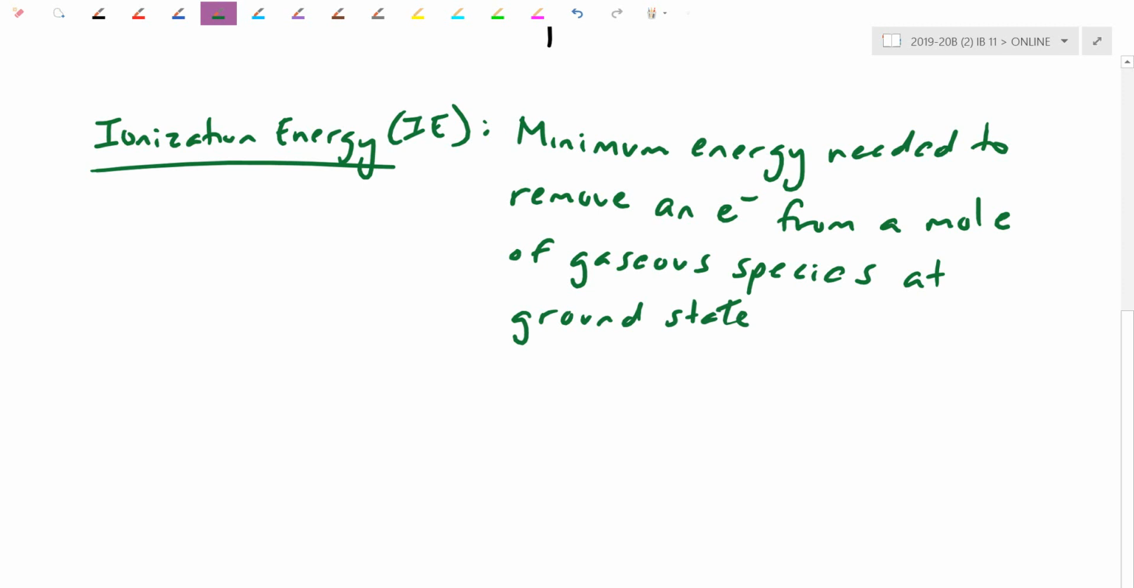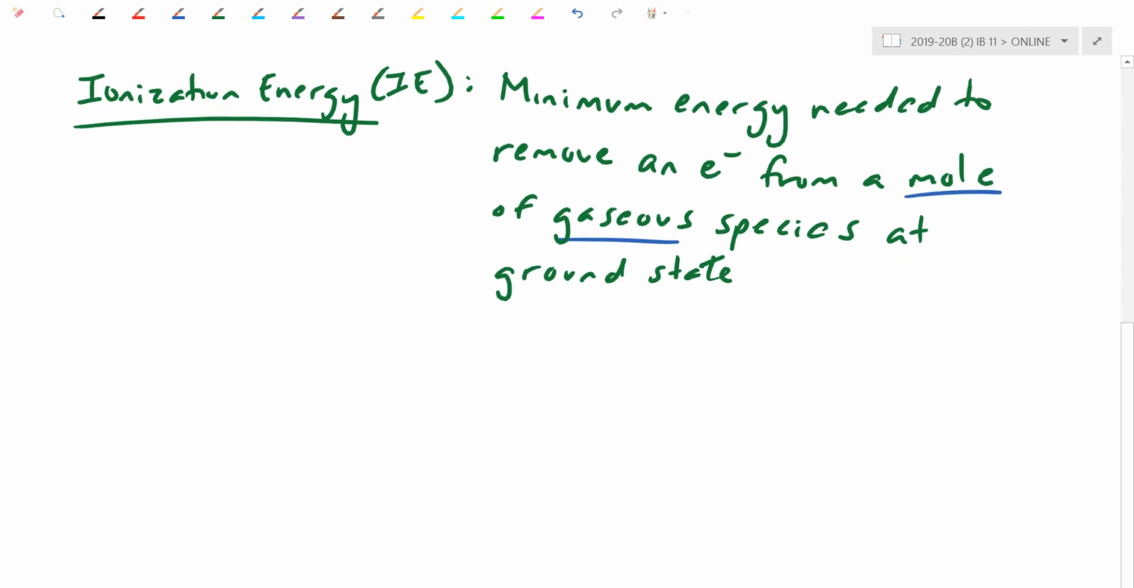Most people remember, yeah, ionization energy is the energy to ionize, the energy to make it charged. In this case, by removing electrons, I'm making it positively charged. But the thing you need to remember here is this technical detail: you're doing it for an Avogadro number, and it has to be a gas.